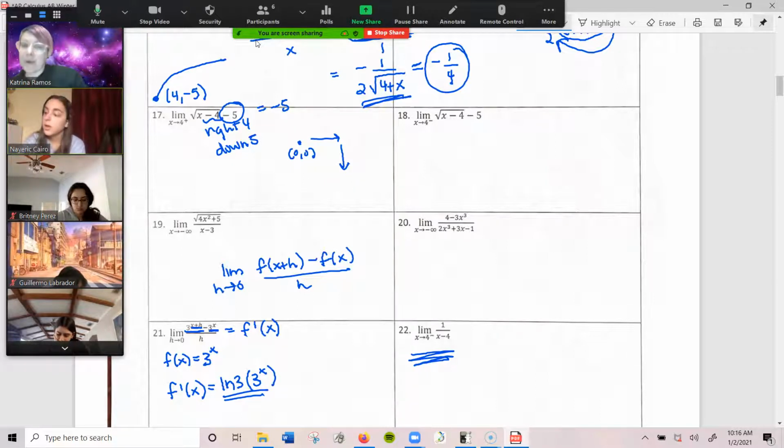Okay? And just to finish this problem, because 17 and 18 kind of go together, this is 4 from the left. That's the thing, you have to know that for this graph there is no left. There's only a right side, because you can't have a negative inside of the square root. So if I'm coming from 4 from the left, there's nothing there. So the limit does not exist.